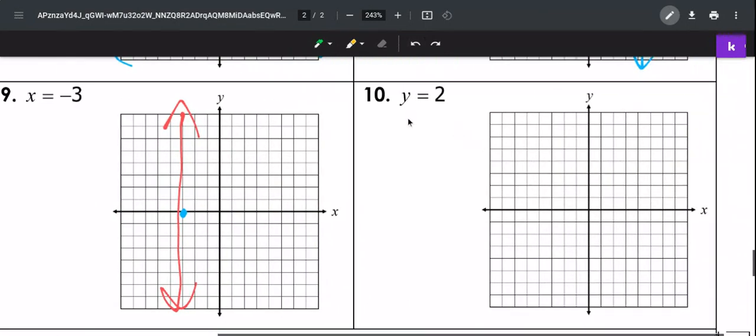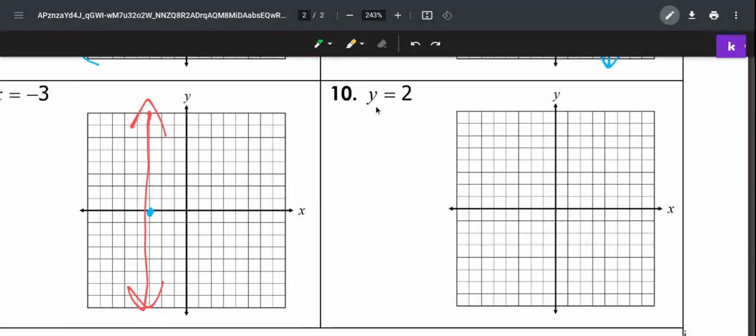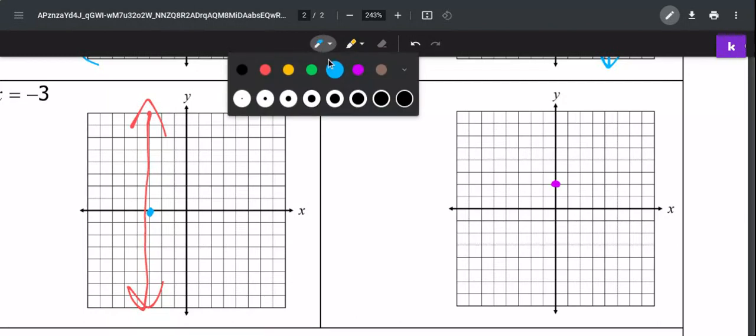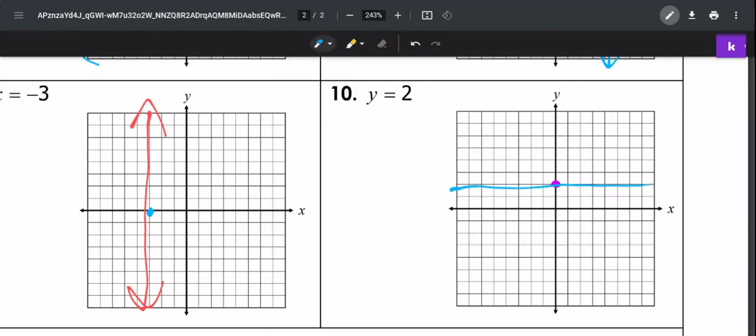Number 10, try this one. Ask yourself, am I trying to make a cross with the y or the x with the new line I'm going to draw? You should be saying the y, because this is y equals. Now, once again, if I were to go through at a horizontal angle, that would make a cross with the y-axis. So our line's going to be horizontal. We're going to go to 2, which would be here on the y-axis, and then draw a horizontal line through that, and that's what we do.